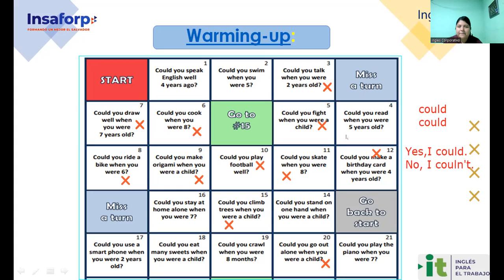Para Clelia Estela. Clelia, okay. Read the question. Could you read when you were 5 years old? Question number four. Yes. Yes, okay. So could you read when you were 5 years old? Okay. I remember that I memorized something when I was 5 or 6, but I don't remember what it was about now. Okay, Clelia, please pick a question.